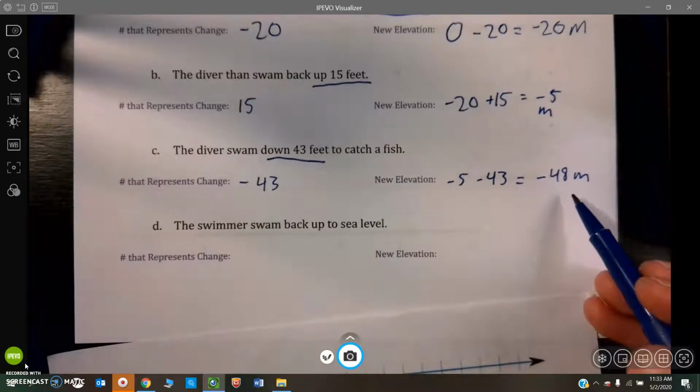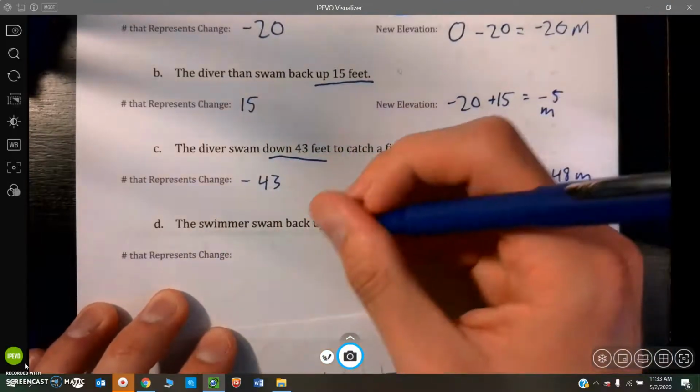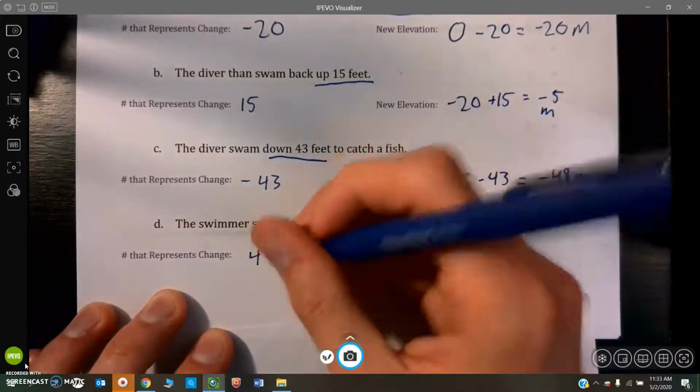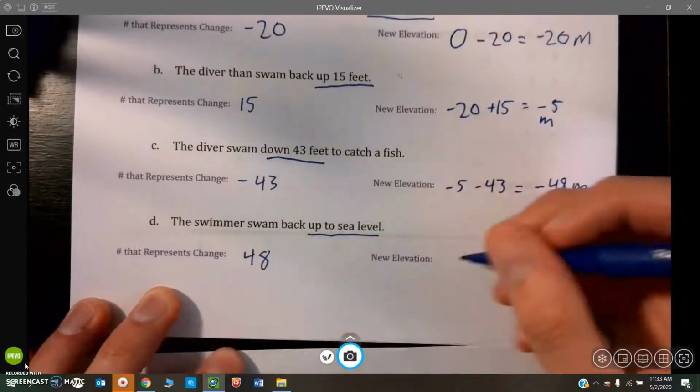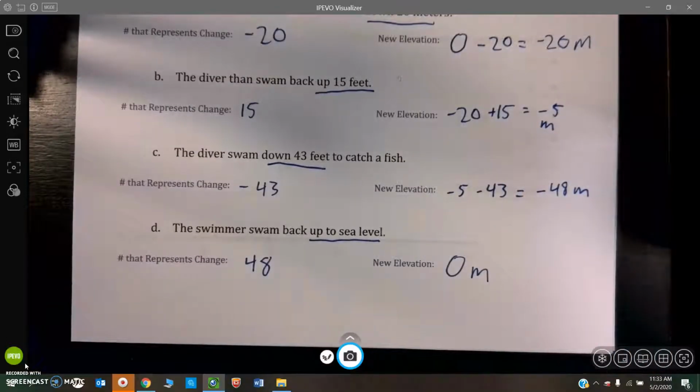Well, I know that they're currently at negative 48 meters, so if they swam back up to sea level, then they would have to go back up those 48 meters to be back at sea level, which is 0.